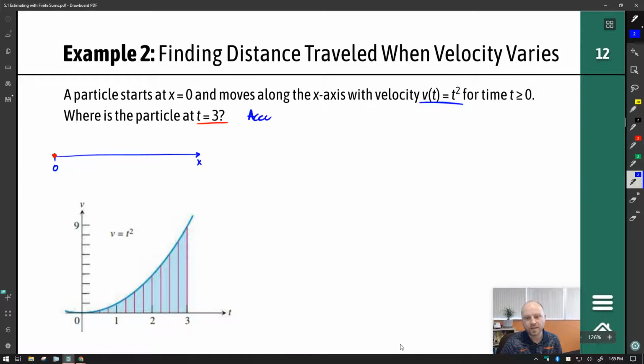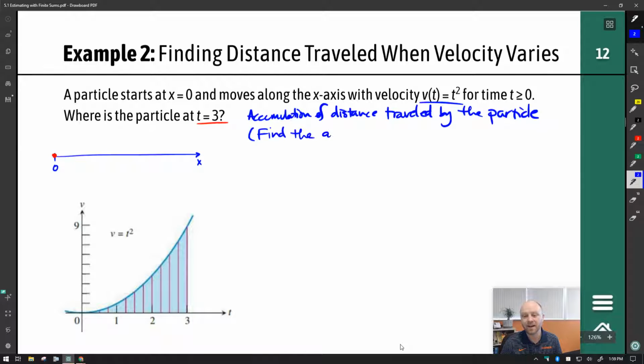An accumulation of distance traveled by the particle. So how do we do that? We take a look at the velocity graph. It's already graphed for us below. And we want to find the area under the curve. So this is basically the same as saying find the area under the velocity curve.